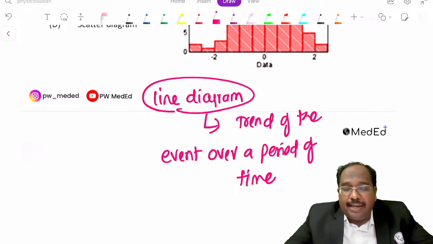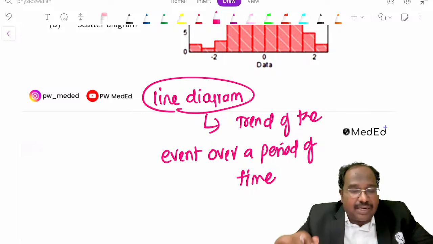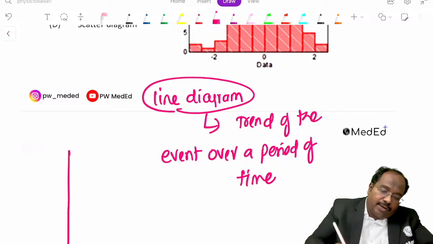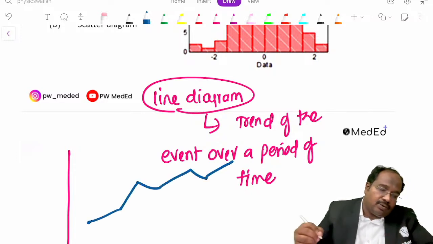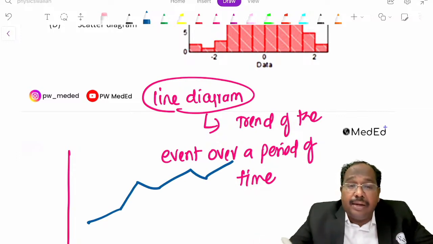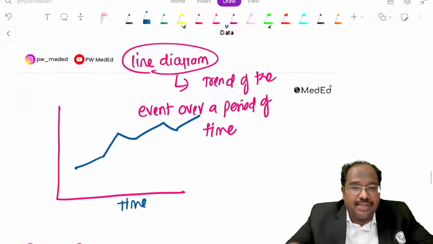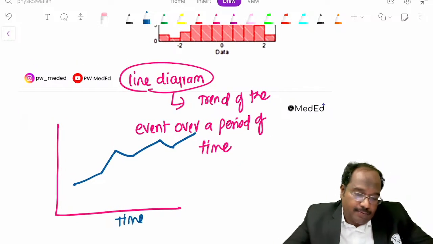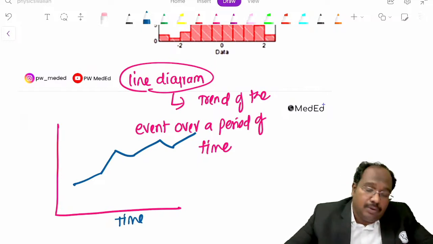So we have seen the bar diagram, the histogram, the pie chart, and the line diagram. What is the trend of COVID cases? I can show the trend. Time will be on the x-axis. Whether it's increasing or decreasing, that is given by this graph. Line diagram. Am I clear? Okay, we'll continue, guys.